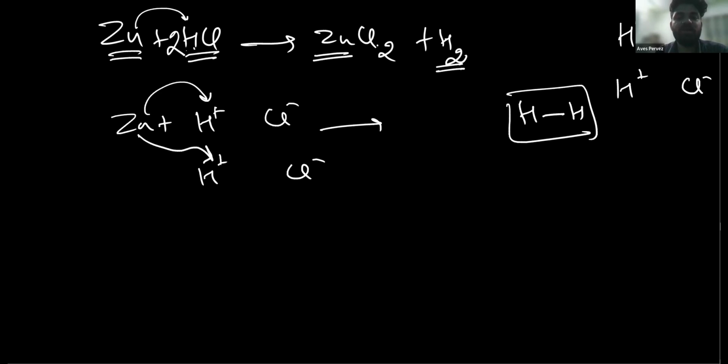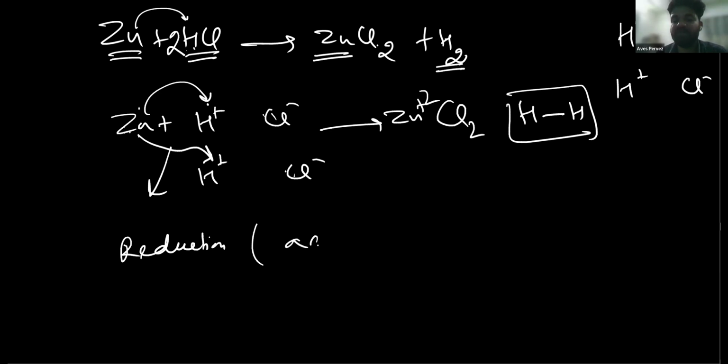In zinc chloride, when zinc donates electrons, it becomes Zn2 positive, and chloride Cl minus ions are already there. So this will form ZnCl2, as we have studied in the structure of how ZnCl2 forms. In a similar way, non-metals will not do this. Zinc is adding electrons to the H plus ion, so in chemistry it is called reduction. Reduction means addition of electrons.